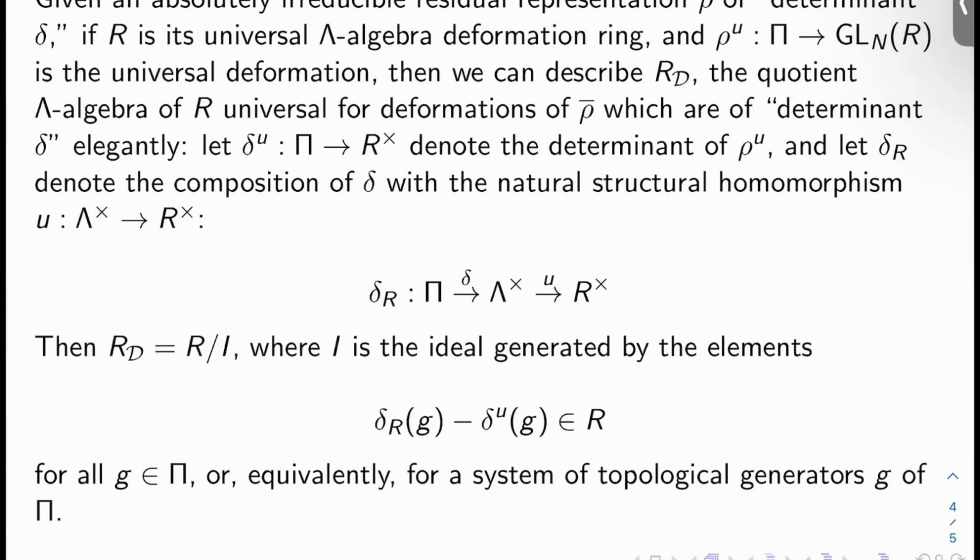What is the ideal I? I is the ideal generated by the elements δ_R of g minus δ^u of g, which are in R, for all g in π. Or you don't even really need to check this for all g in π, you can just check it for a system of topological generators g of π.